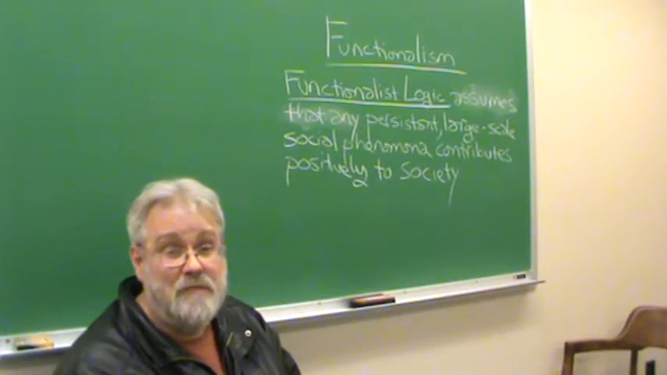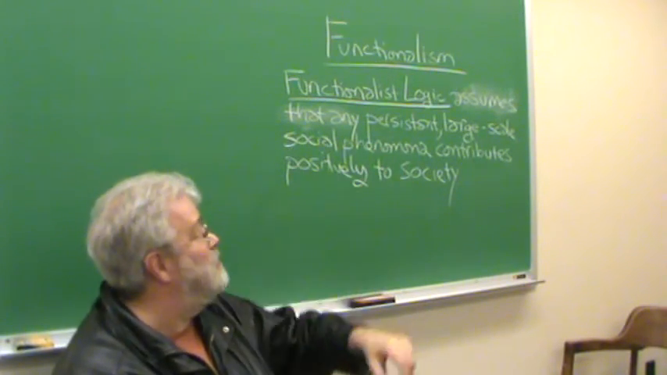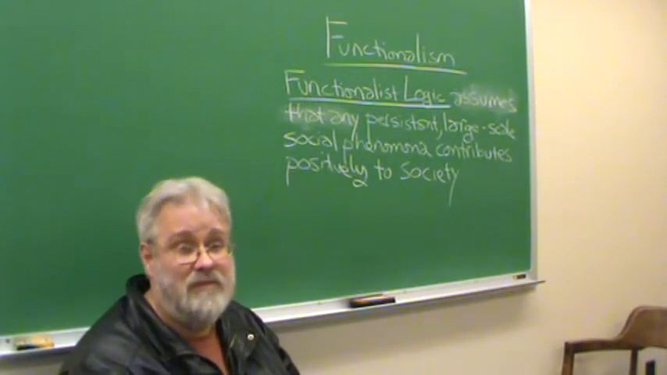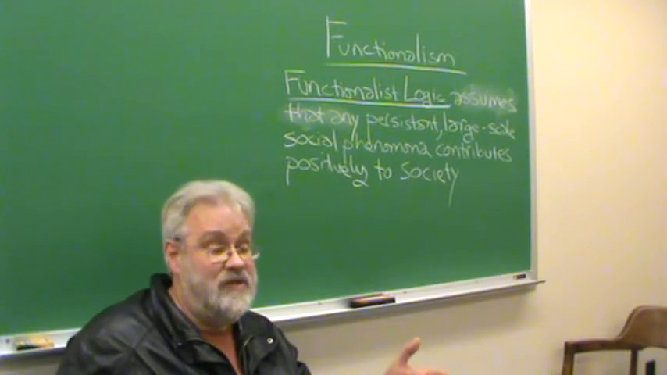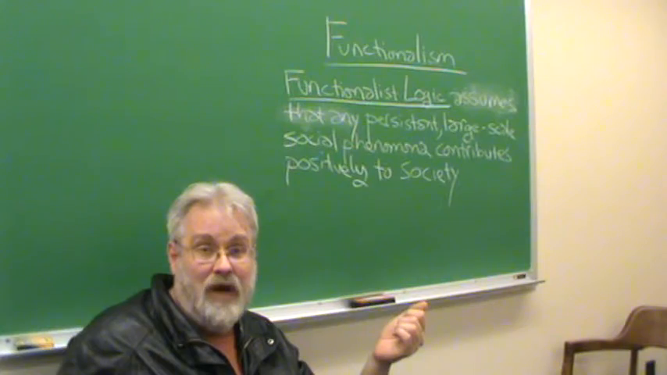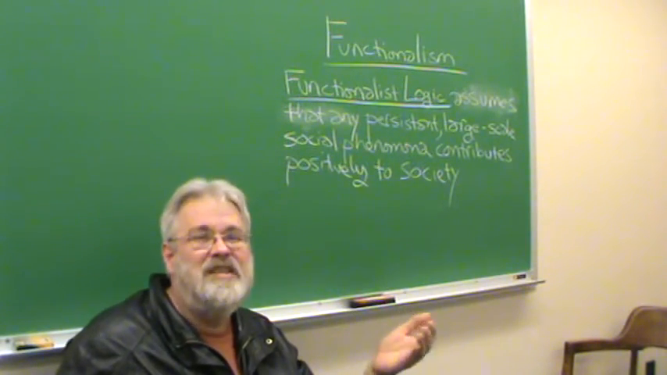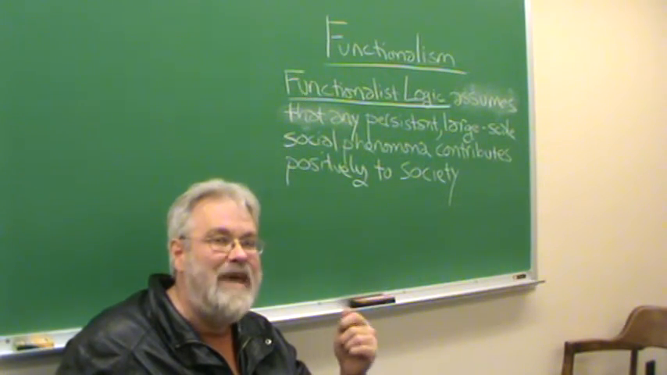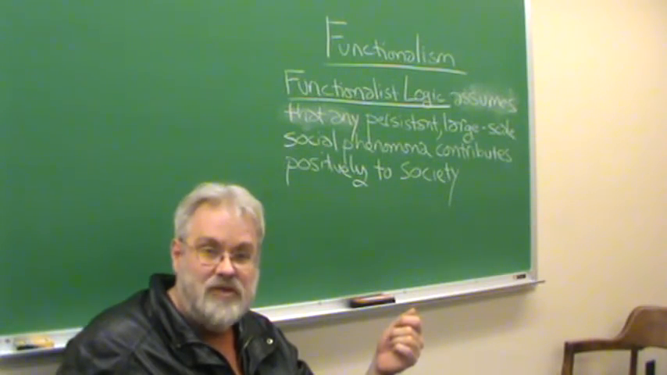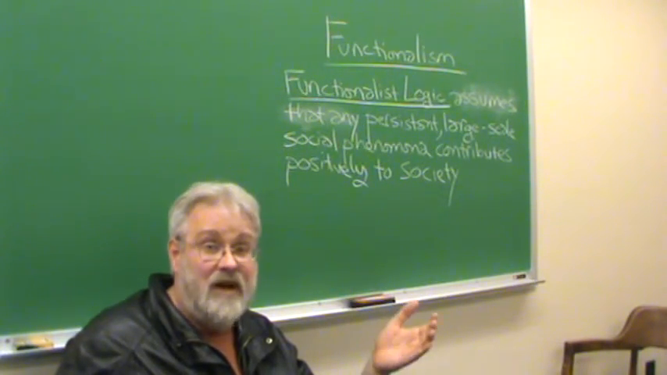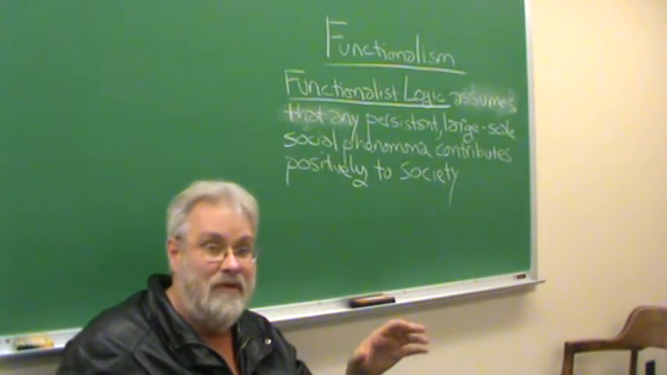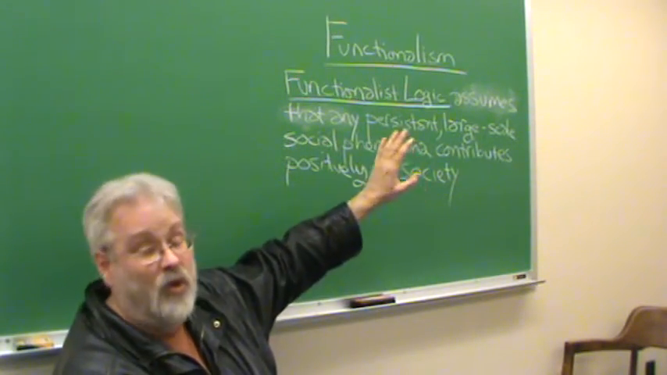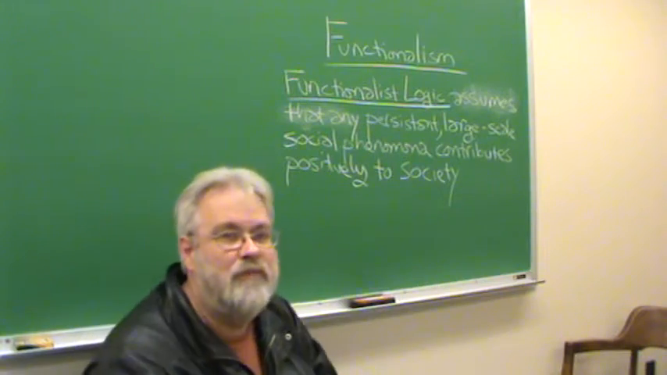Society needs or benefits by all sorts of persistent large-scale social phenomena, even if they're controversial and even if they cause some problems. Functionalists realized that some of these social phenomena did create various social problems. They realized they produced what we might call dysfunctions, negative consequences, but they firmly believed that in the long run, in the big picture, the positive functions were dominant. The positive consequences outweighed, were more important, were stronger than the negative consequences. Otherwise, those phenomena wouldn't have existed in the first place, or at least they wouldn't have persisted.